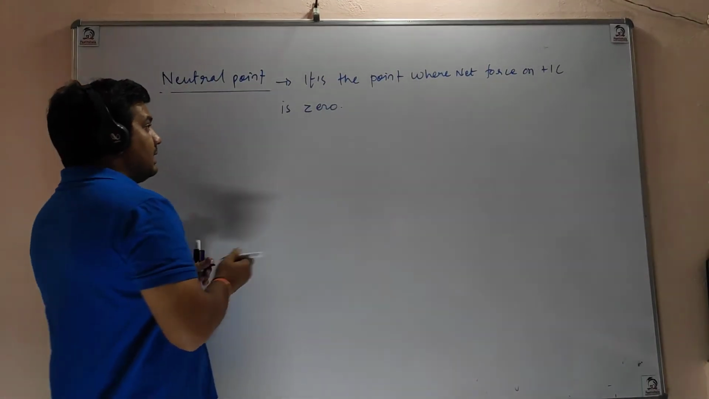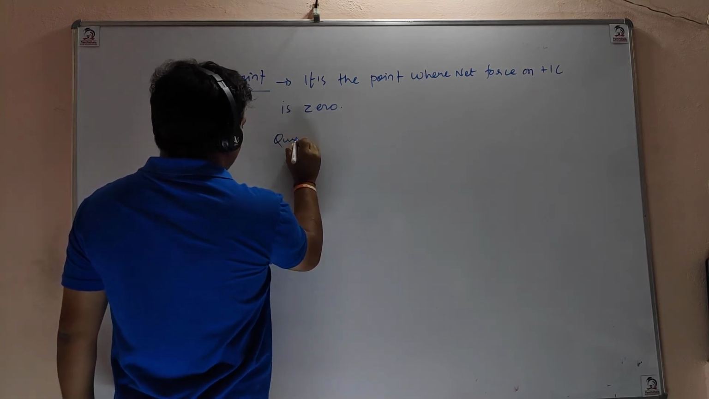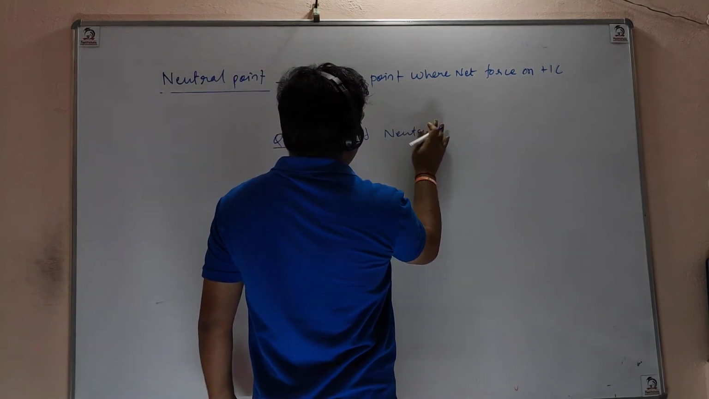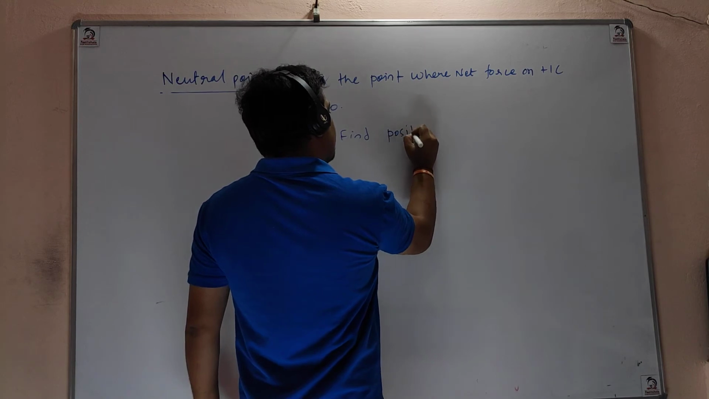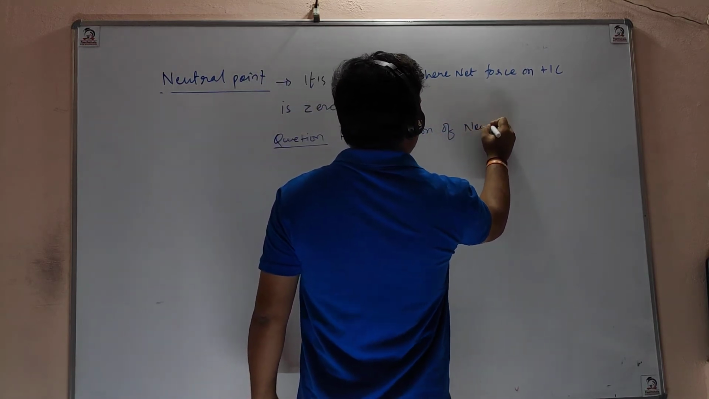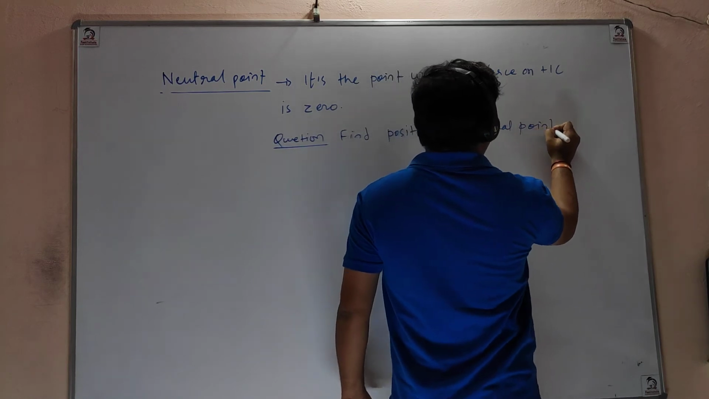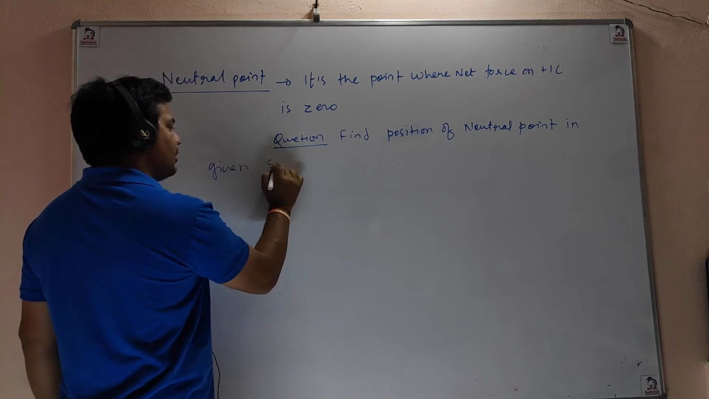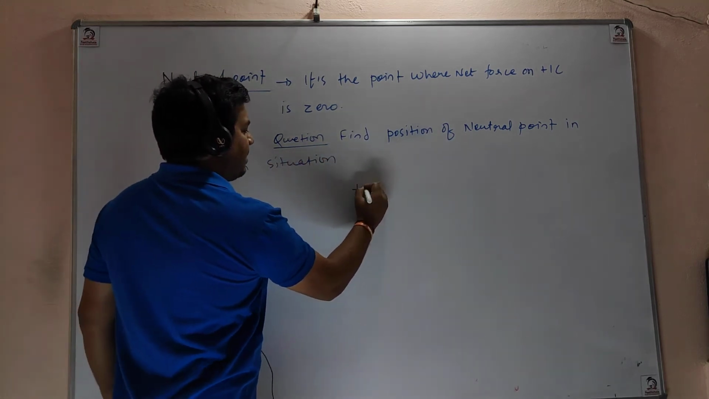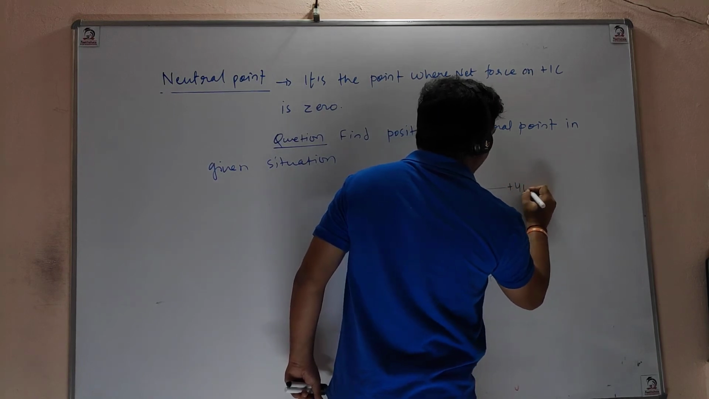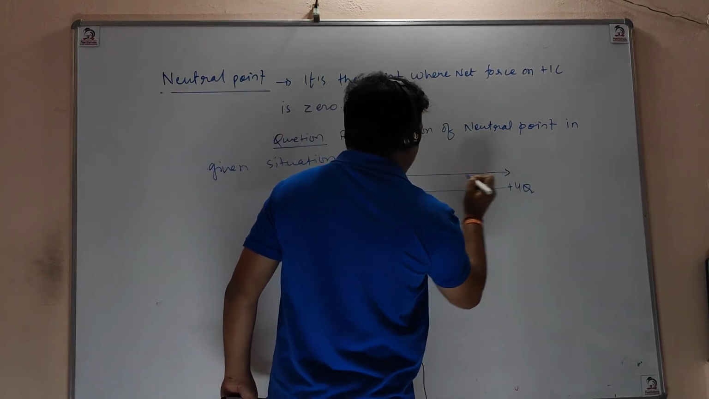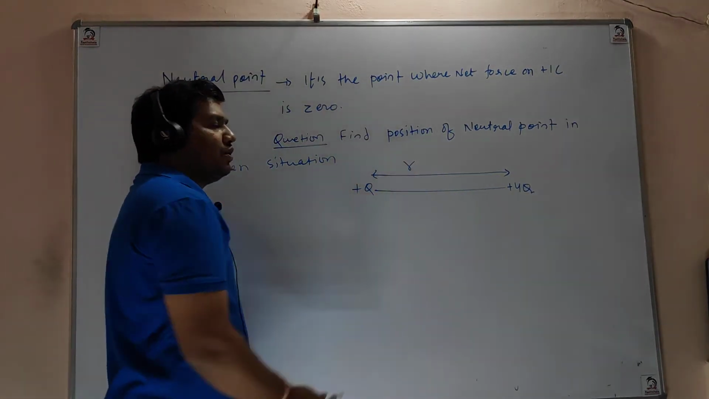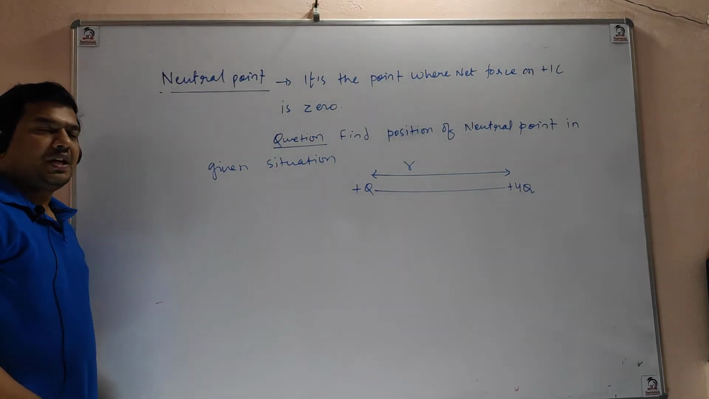Okay. Now solve a question. Find position of neutral point in given situation. We have a plus Q charge and we have a plus 4Q charge at a distance r. Can you locate neutral point where we should put plus 1 coulomb so that net force on plus 1 coulomb will be 0?